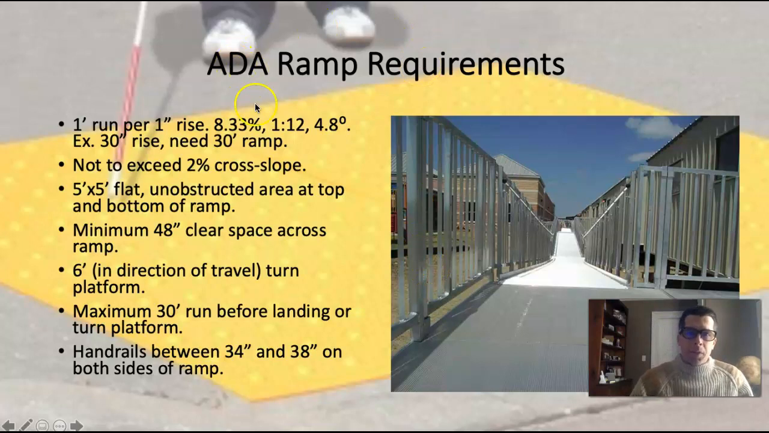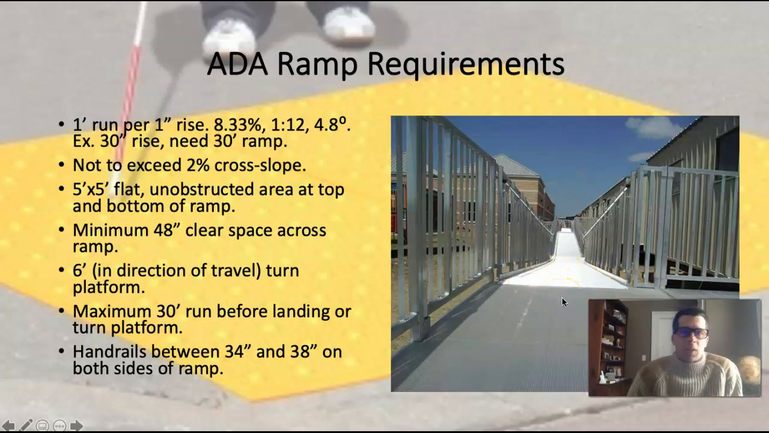I've got some other numbers up here, 1 to 12, 4.8 degrees. These are all kind of the same thing here. The cross slope is this direction. Okay, if we're walking down a ramp, that's side to side. If we're walking down this ramp, we can't exceed 8.33% going up or down. Side to side, we can't exceed 2%.